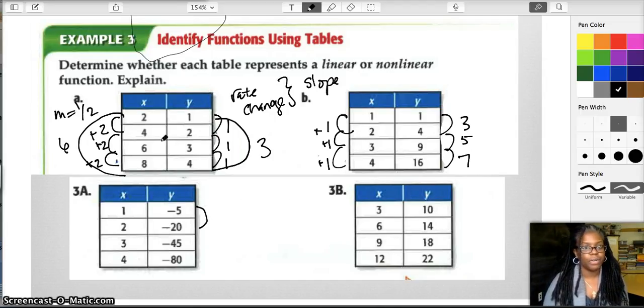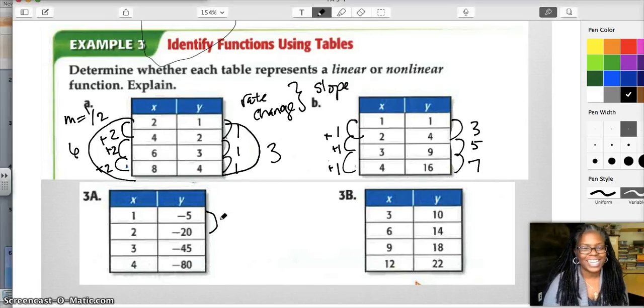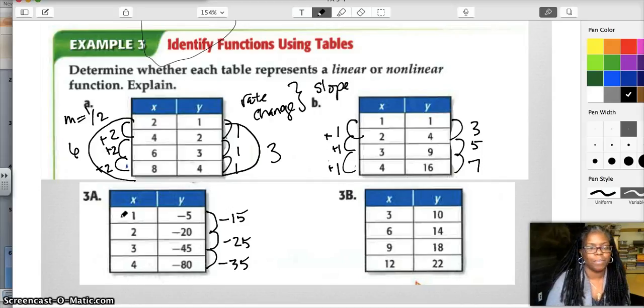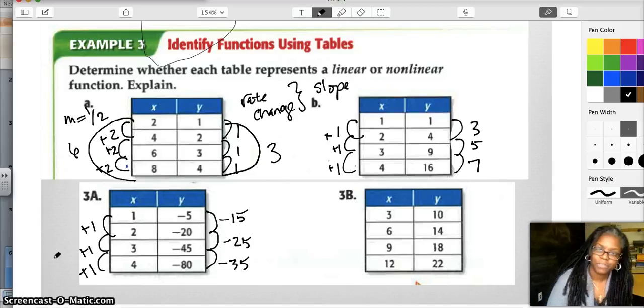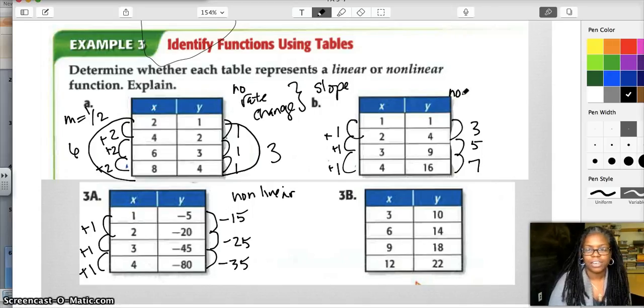If we look at the change here, the change here is actually a negative 15, so we're dropping by 15. The change from here to here is negative 25, and the change from here to here is negative 35. Again, this does not automatically indicate that we don't have a linear equation. We need to check out the other side. From 1 to 2 is a change of going up 1. We've got going up 1 here and going up 1 here. Obviously, negative 15 over 1 doesn't equal negative 25 over 1, doesn't equal negative 35 over 1. So again, we have a nonlinear equation. So nonlinear here, and this one was nonlinear.